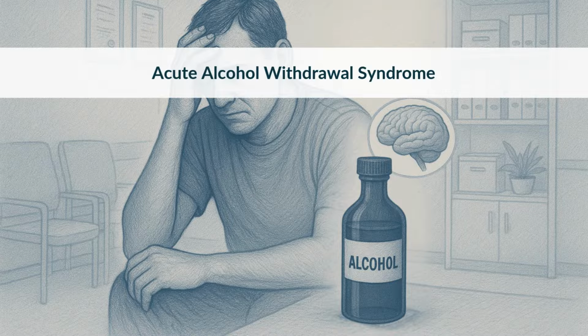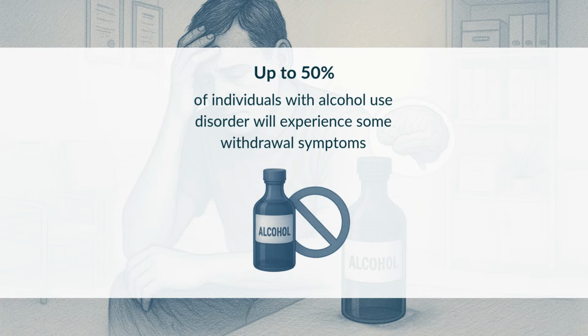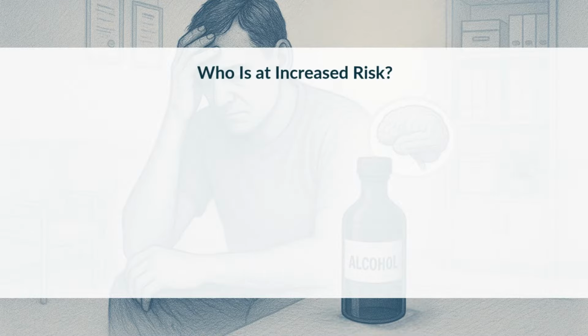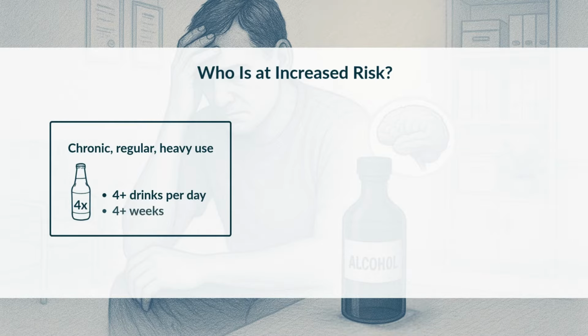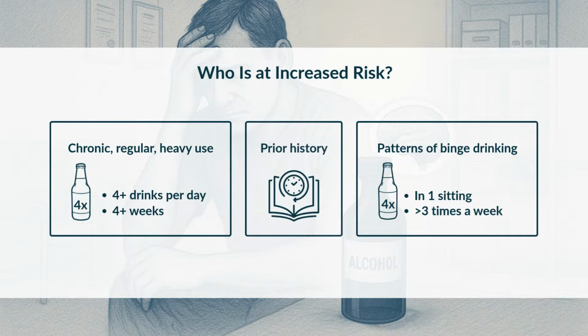Acute alcohol withdrawal syndrome is a prevalent complication of alcohol use disorder. Up to 50% of individuals with alcohol use disorder will experience some withdrawal symptoms upon cessation of or significant reduction in alcohol use after chronic, regular, heavy use. Individuals who are consuming 4 or more standard drinks per day for 4 or more weeks, and those with patterns of binge drinking, 4+ drinks in one sitting, more than 3 times a week, are at higher risk for experiencing alcohol withdrawal syndrome. A prior history of alcohol withdrawal syndrome is also a risk factor for experiencing withdrawal upon cessation of or significant reduction in alcohol use.